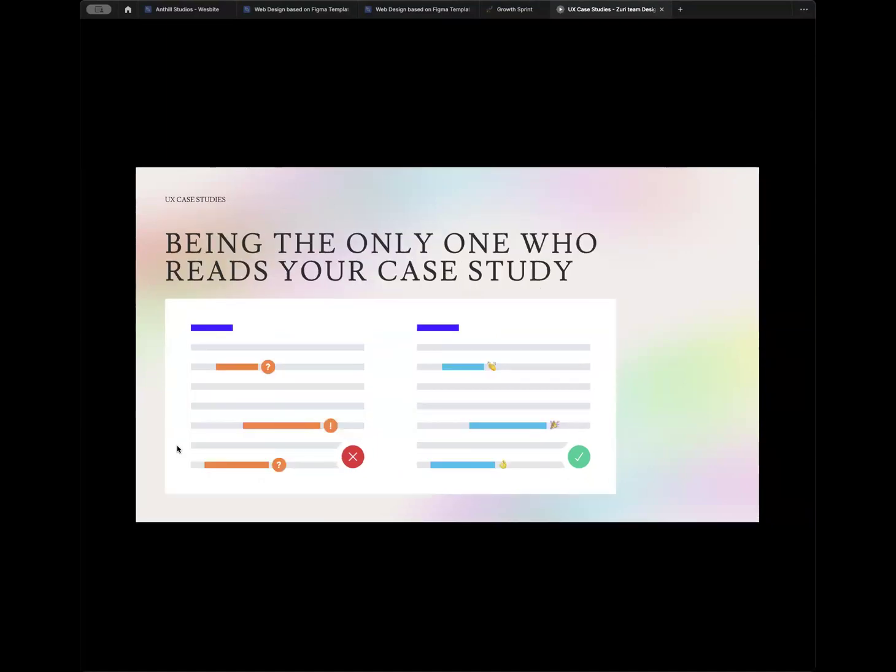And then, last but not least, don't be the only one who reads your case study, because the thing is, if it's you, then you'll probably not be able to spot the errors or mistakes that might arise. And then you'll end up pushing out something that doesn't work or disturbs people, or people don't even understand. And at the end of the day, all the work you've put in would have been a waste.